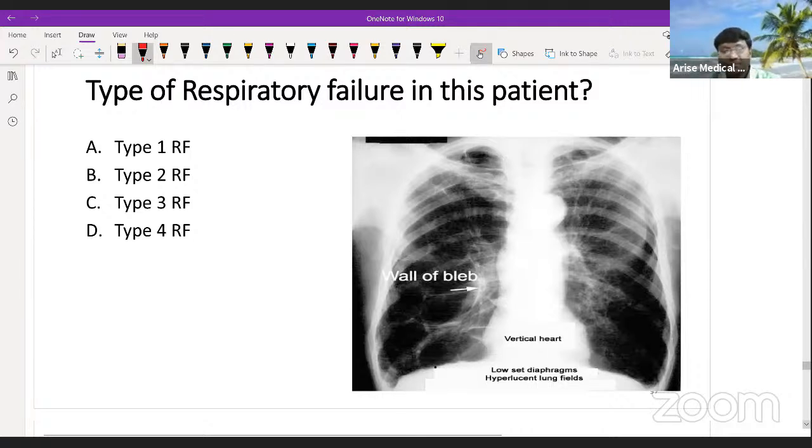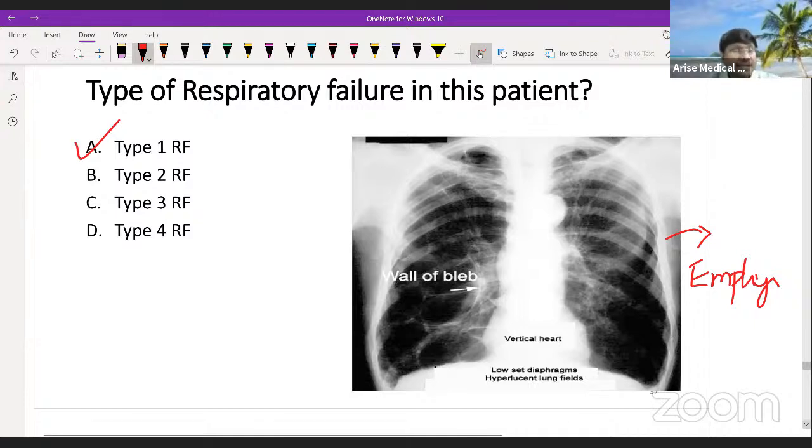Right. So, what is this diagnosis suggestive of? The diagnosis is suggestive of emphysema. And in emphysema, what type of respiratory failure will you have? You will have type 1 respiratory failure.